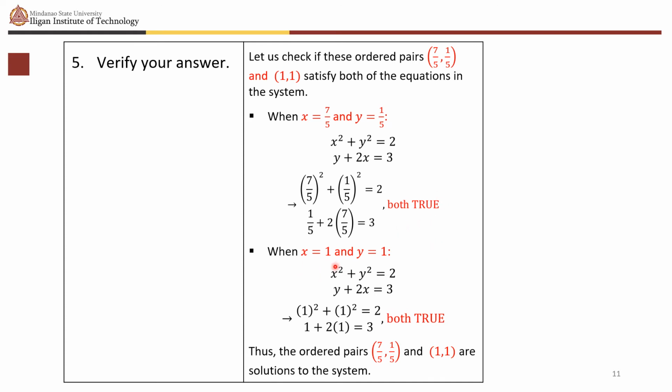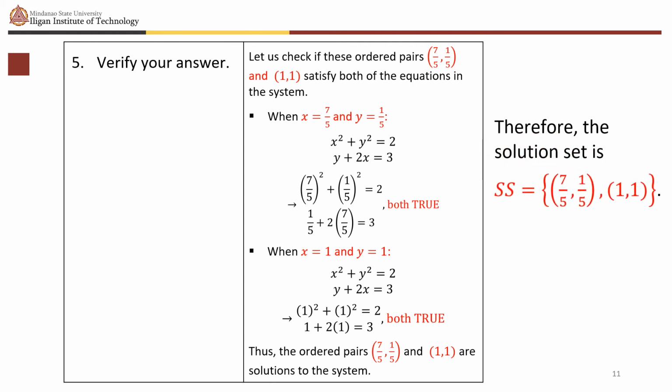When x is equal to 1 and y is equal to 1, we can again verify and come up with two true statements. So the ordered pairs (7/5, 1/5) and (1, 1) are solutions to the system. Now let us take a look at the graphical solution to confirm that the solution set is indeed (7/5, 1/5) and (1, 1).